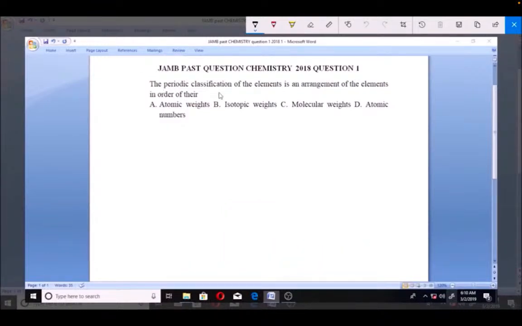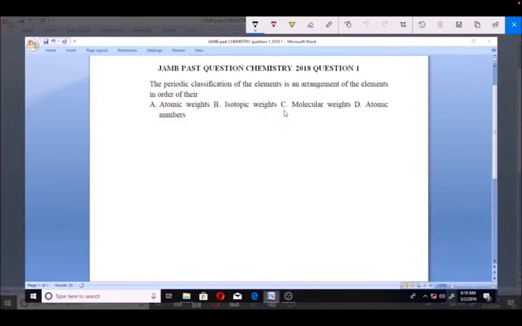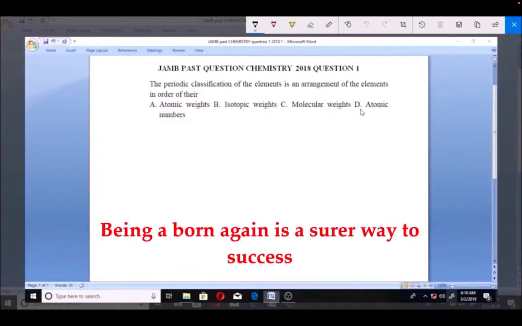The periodic classification of the elements is an arrangement of the elements in order of their: A. Atomic weights, B. Isotopic weights, C. Molecular weights, D. Atomic numbers.